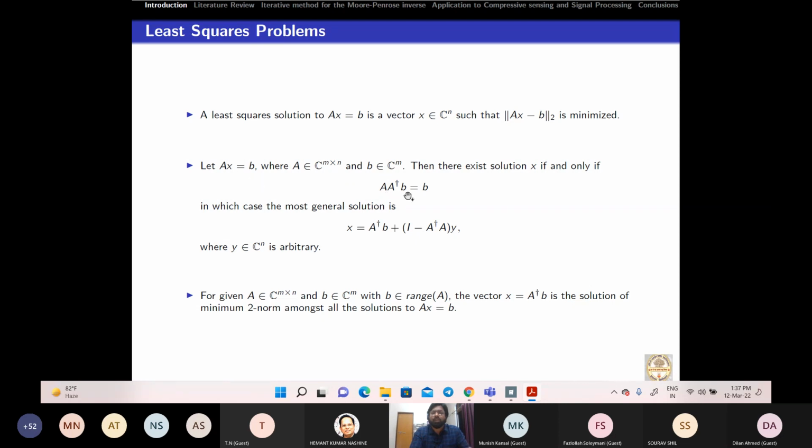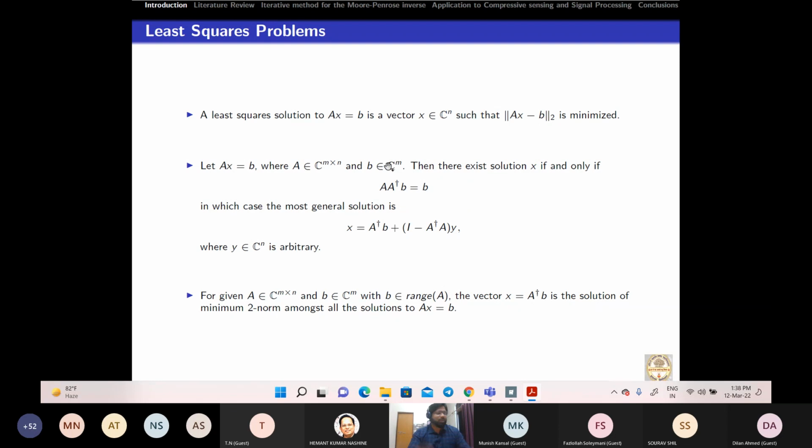x equal to A dagger b, right? I'm saying that this solves this equation, and it has an important property. It gives the least squares error solution. It means that from amongst the infinite solutions, this will give the solution x which gives the least error in terms of the L2 norm of Ax minus b, which is actually the need, right? If you have infinitely many options, you will prefer those solutions which give the minimum error. So the Moore-Penrose inverse gives you the least squares solution to the problem.